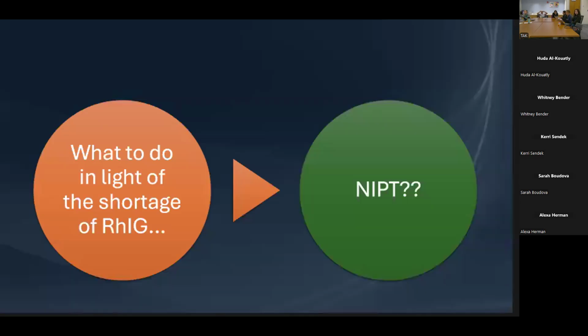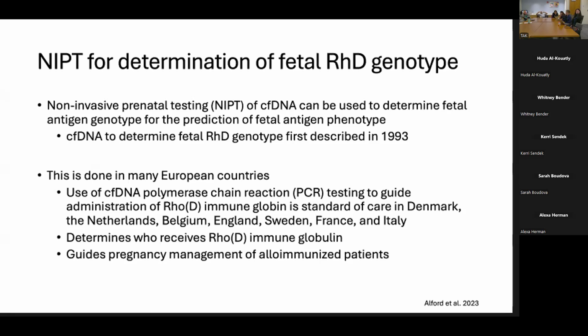So what to do in light of the shortage? NIPT? So let's talk about it for a second. NIPT for determination of fetal RHD genotype. Non-invasive prenatal testing of cell-free DNA can be used to determine fetal antigen genotype for the prediction of fetal antigen phenotype. Cell-free DNA to determine fetal RHD genotype was actually first described back in 1993. And this is actually done in many European countries.